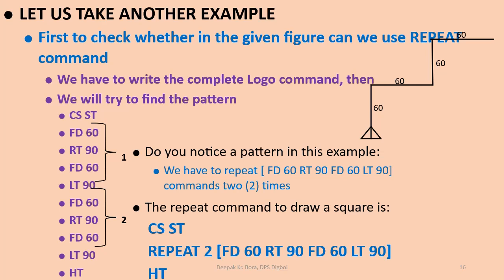Let us take the example. You can see the figure on the right hand side, a staircase. The turtle is at the bottom of the staircase. Now first we will write the simple Logo commands as we have written here: CS ST, FD 60, RT 90, FD 60, LT 90. Then again, this set of commands FD 60, RT 90, FD 60, LT 90. This is being repeated 2 times. Therefore, we can now write the repeat command as repeat 2, FD 60, RT 90, FD 60, LT 90.